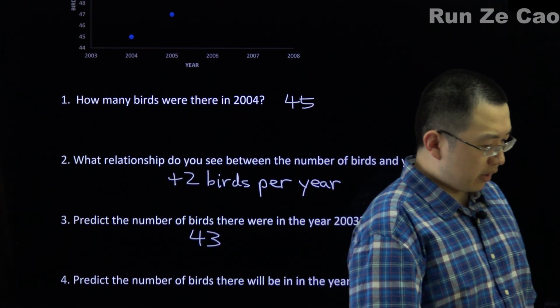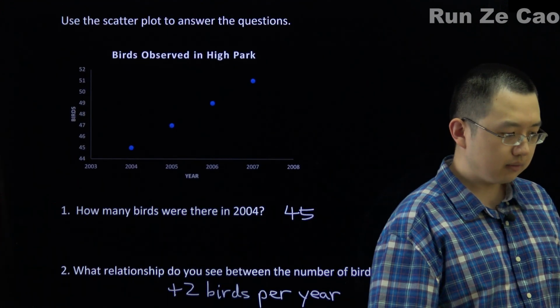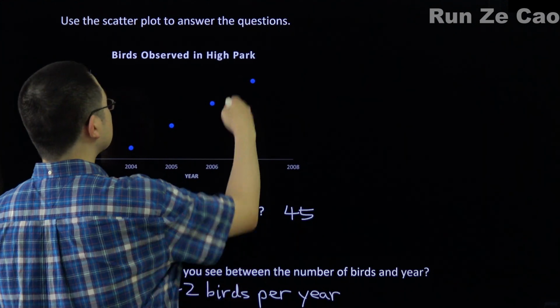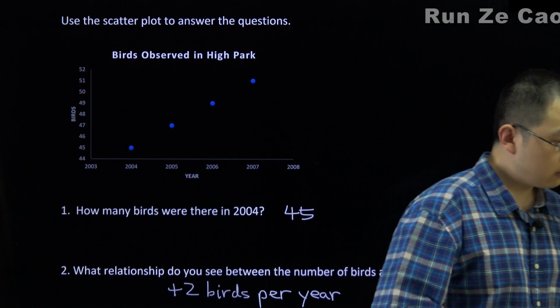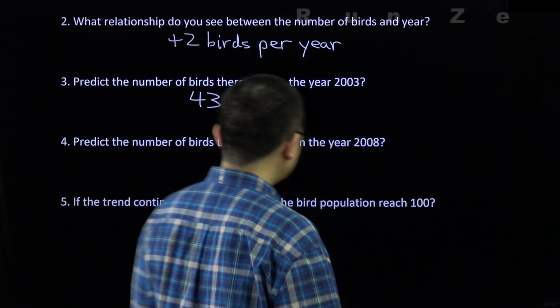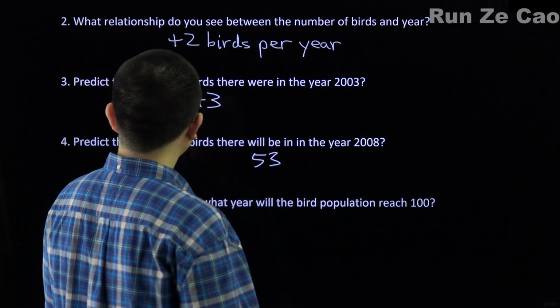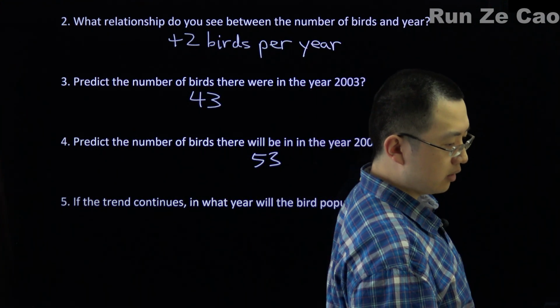Predict the number of birds there will be in the year 2008. Well, that's just 1 year past this range. So plus another 2 is pretty reasonable. From 51, that's 53. 53. If the trend continues, in what year will the bird population reach 100?